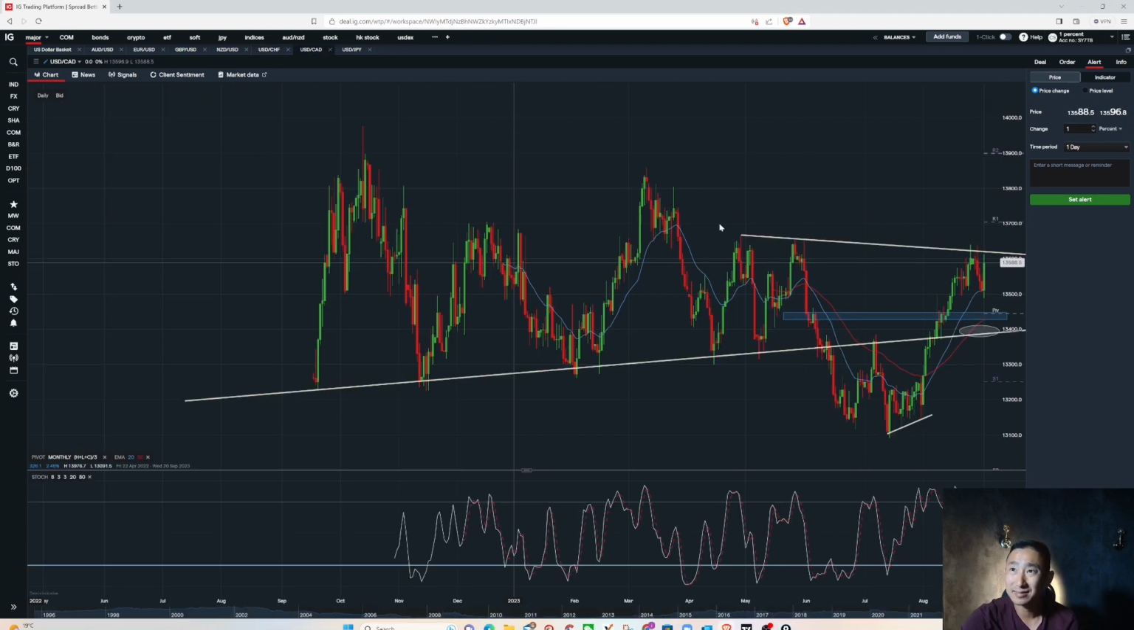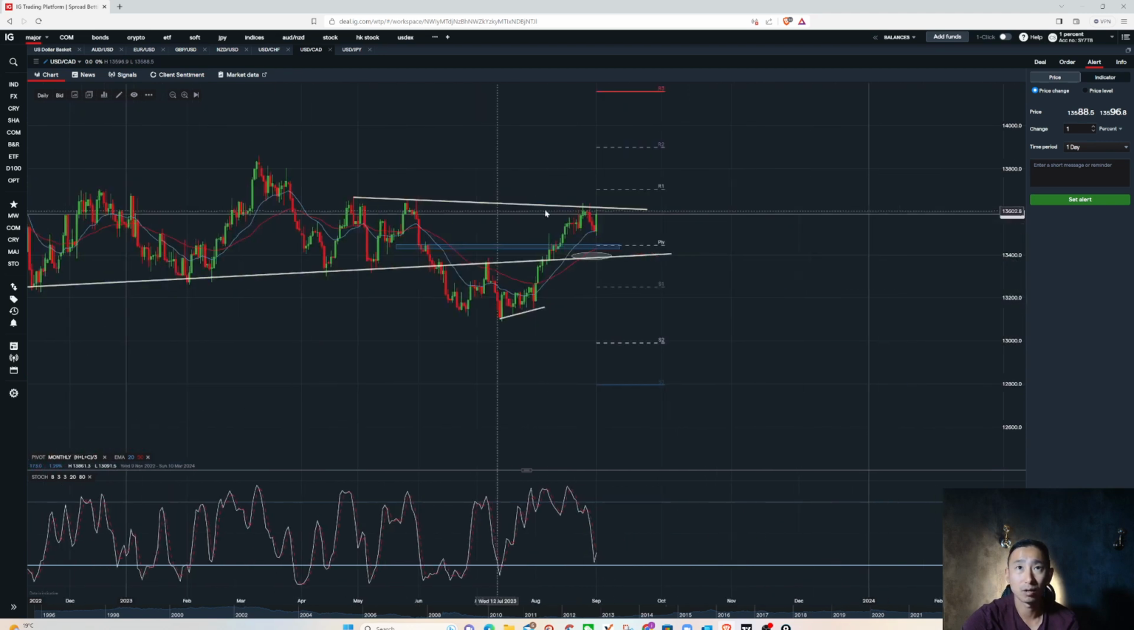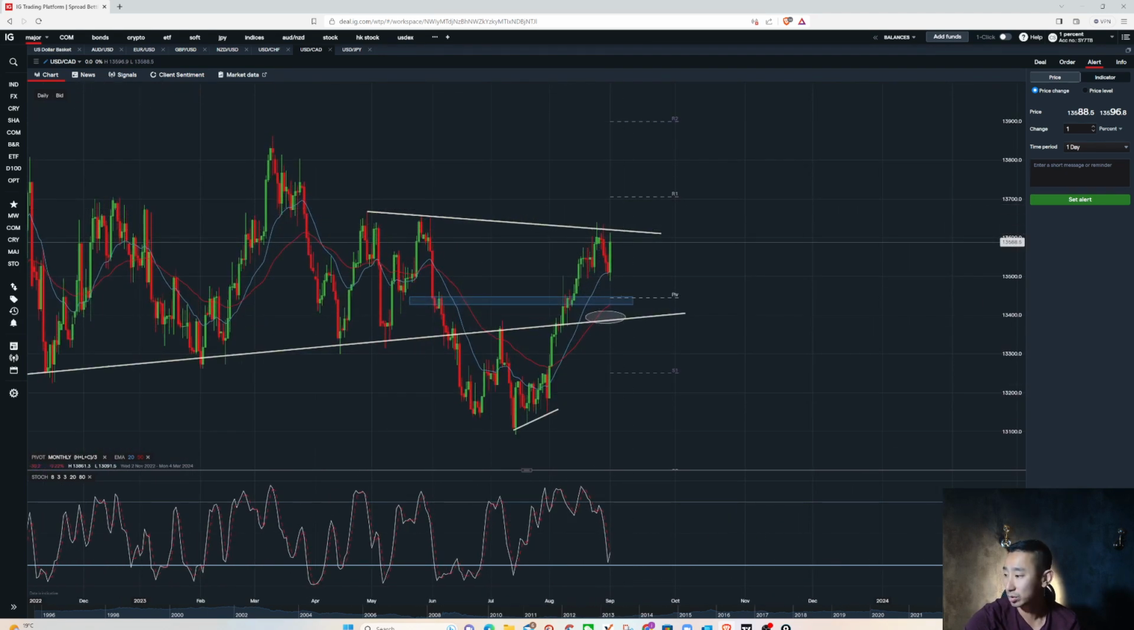Dollar CAD, if it breaks this area here, the trend line, which is above 136 area, then yes, I could be a buyer on dollar CAD. But I like to see all the dollar pairs doing similar things anyway, okay? Last one, I do like to sell the Japanese yen as well.